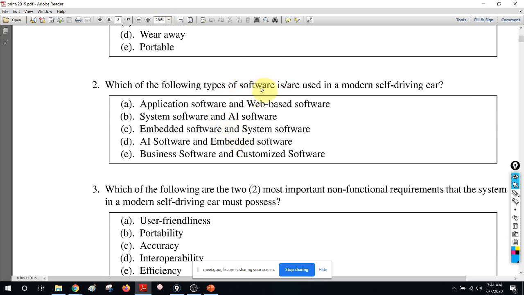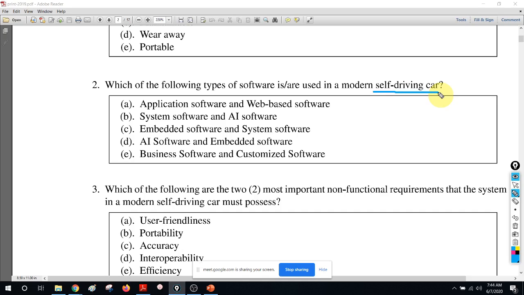Which of the following types of software is used in a modern self-driving car? Right, so that's common sense again. I like that kind of question because it checks whether you have understood the concept. Self-driving car. Now remember, Google is testing self-driving cars. Uber is testing self-driving cars. They are now doing live testing. So you have to be aware of those things, right?